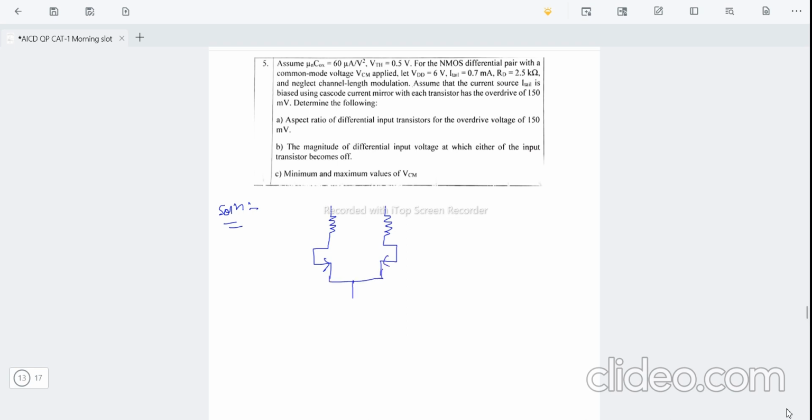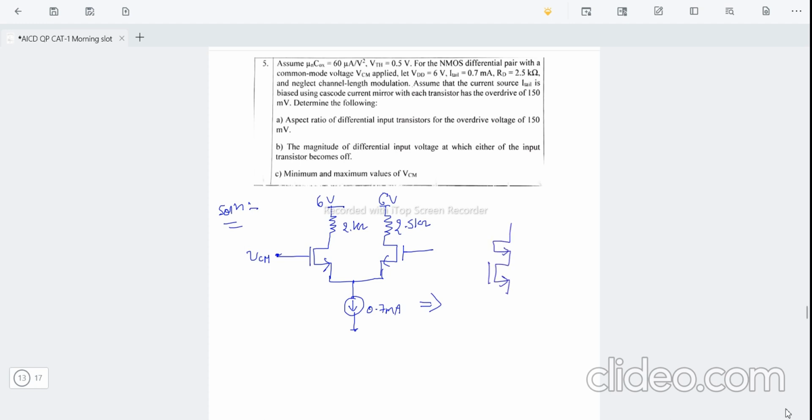And the tail current is given as 0.7 milliamperes, and they have given the resistor values, which is 2.5k on both sides, and this is connected to VDD, which is 6 volts, and these two NMOS are energized with a common voltage of VCM. And they also mentioned the current source implementation. So they are saying this is implemented by a cascode current mirror.